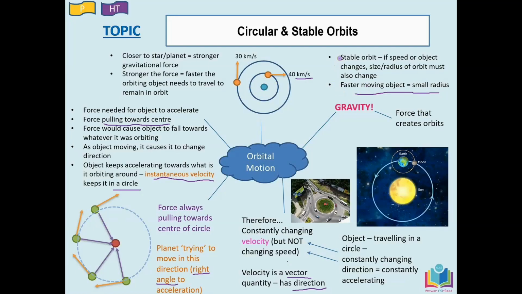If we've got something called a stable orbit, if the speed of the object changes, the size or the radius of the orbit must change as well. So if this planet here decides to go faster, then what does the orbit need to do? It needs to get smaller, and it'd probably end up somewhere like this.